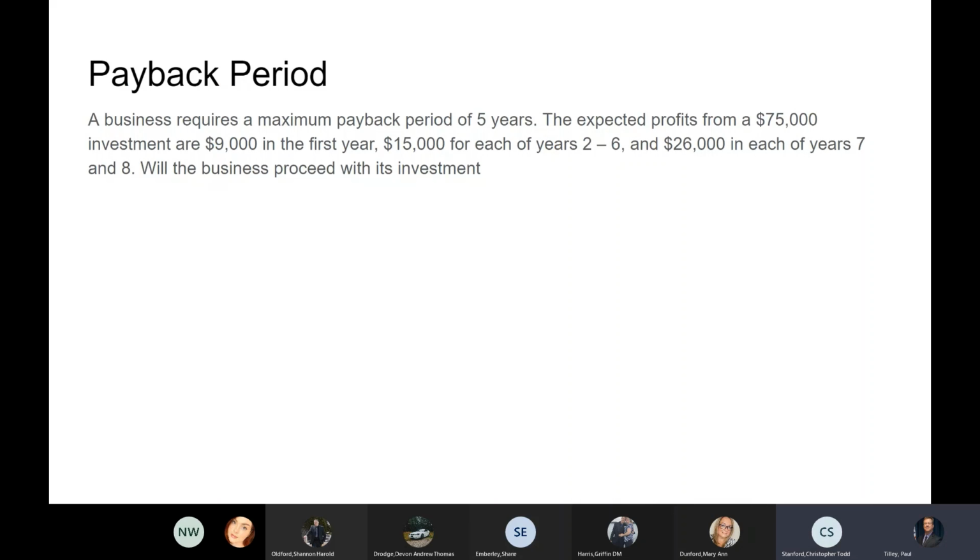Okay, I got another example here about something we looked at in capital budgeting, which is the payback period. Straightforward. A business requires a maximum payback period of 5 years, and expects profits from a $75,000 investment to be $9,000 in the first year, $15,000 in each of the years 2 to 6, and $26,000 in years 7 and 8. So we have this timeline that we need to develop. And basically, should we go ahead and invest?